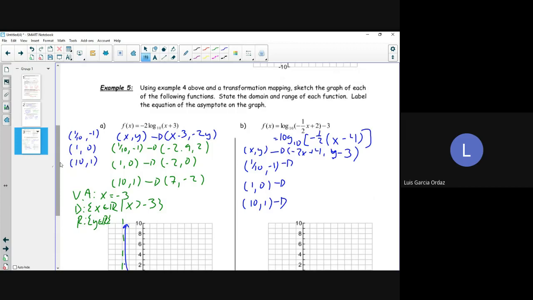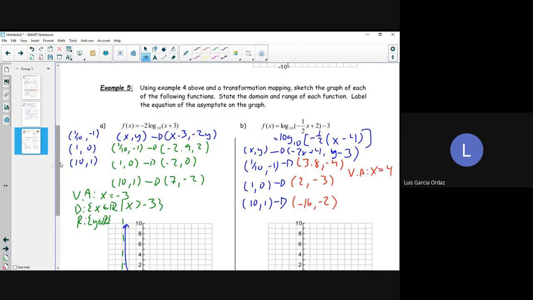So you have 3.8 and negative 4. We have 2 and negative 3. And we have negative 16 and negative 2. What would our vertical asymptote be? Four. So our vertical asymptote is x equals 4.